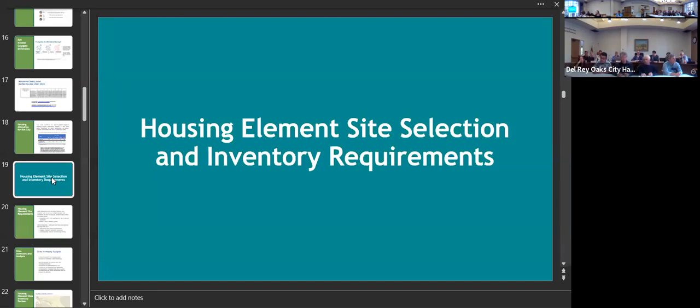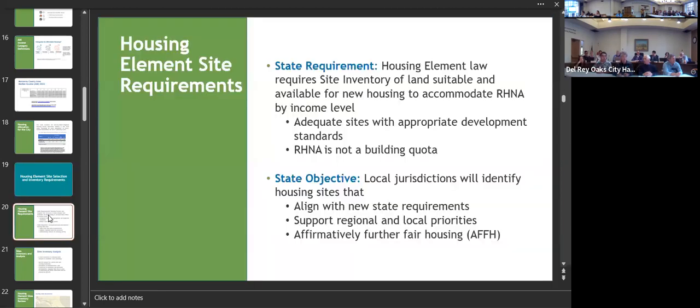So once we see what we got in terms of the number of units to plan for and areas, we have to look at where the sites are within Del Rey Oaks. I think everyone knows the city so well that they understand it's a tough call. The state requirements say they have to be adequate sites, a certain size, have certain services or planned services, and they have to affirmatively further fair housing.